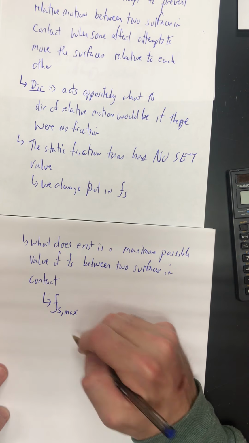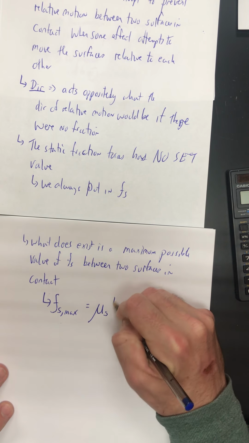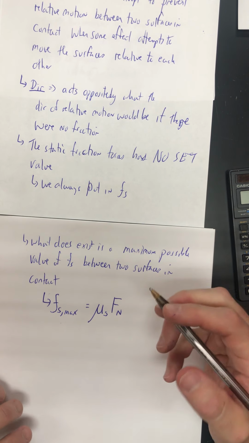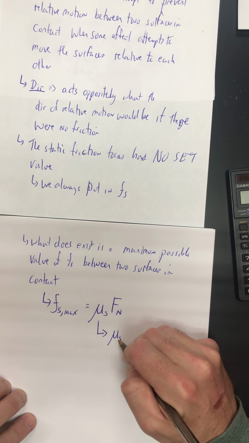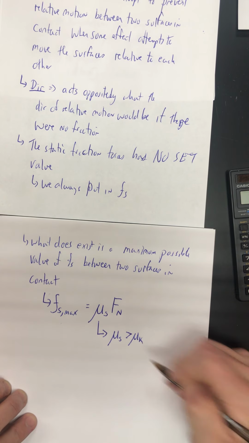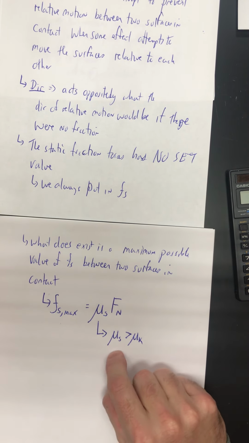But what affects Fs max? Well, hopefully you remember from last year, Fs max is equal to mu sub s Fn. So it's a very similar formula to the kinetic friction. The difference here is that we have a different coefficient. And the value for mu sub s between any two surfaces in contact is always greater than the value of the coefficient of kinetic friction. This also is experimentally determined.